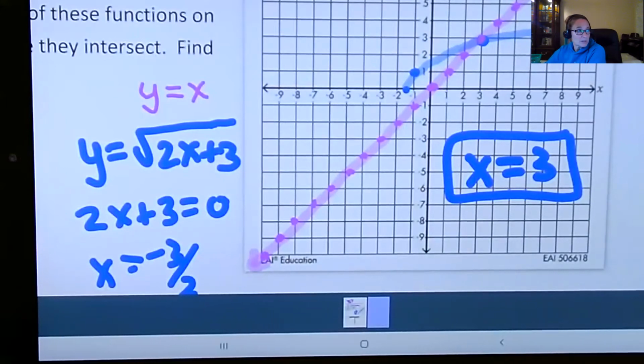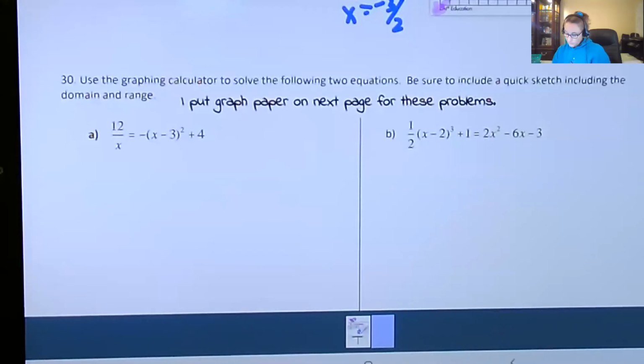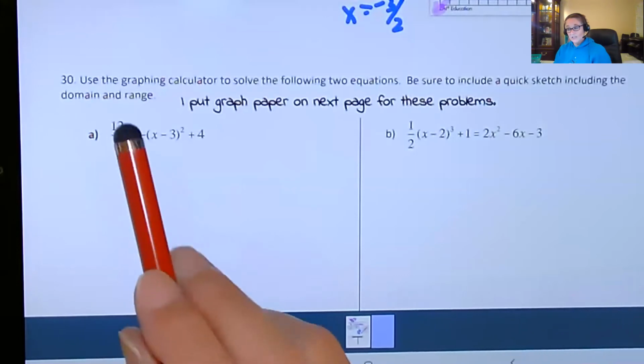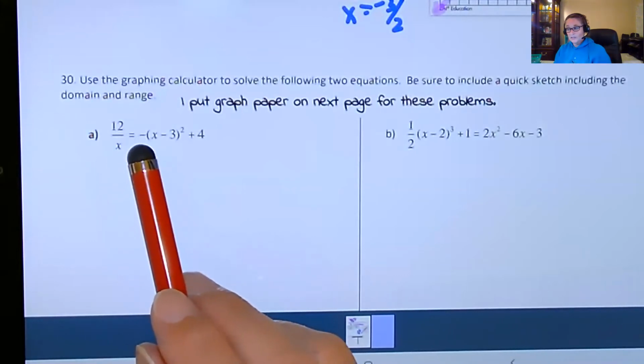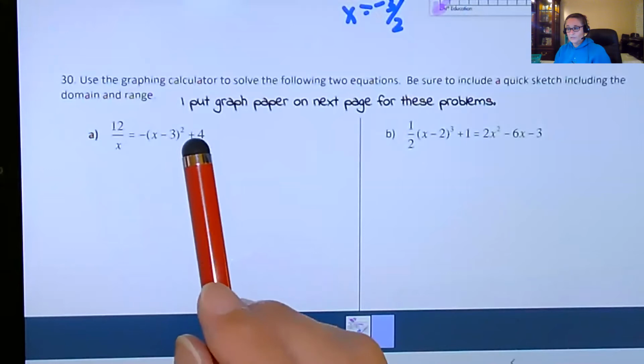Okay, so let's look at the next problem. So the next problem, number 30, they're giving us 12 over x is equal to negative quantity x minus 3 squared plus 4.